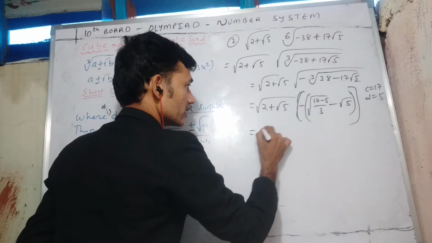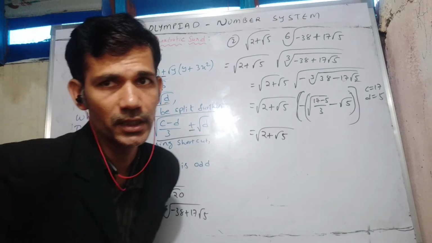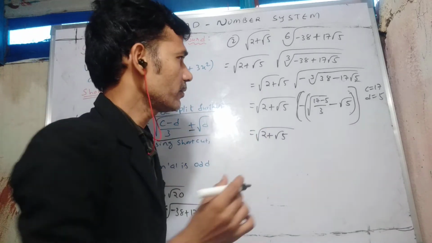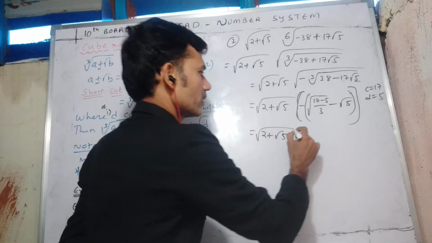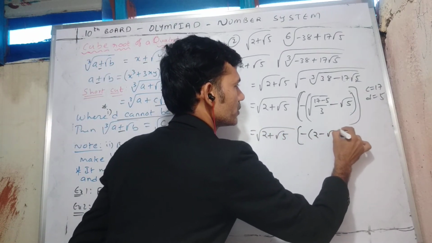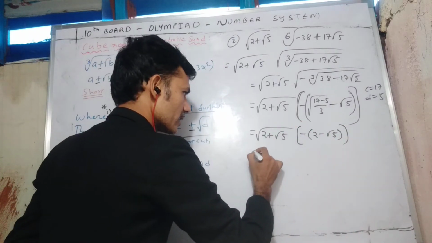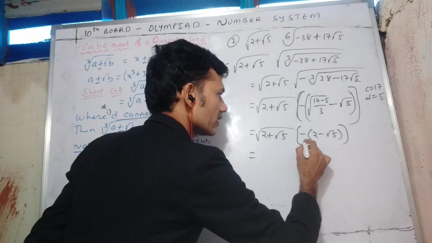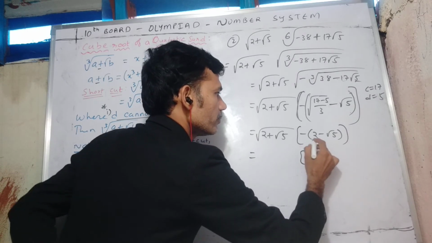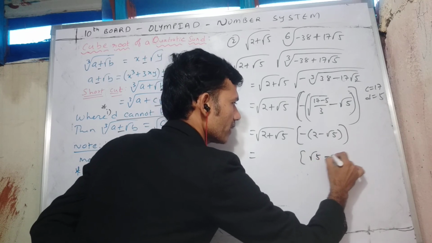Next, see how we can simplify further. 17 minus 5, how much? 12. 12 if you divide by 3, 4. So it is nothing but 2 only. Minus 2 minus root 5. That minus sign you take inside. What will happen for that? That will become minus 2, minus into minus. So root 5 minus 2 it is.